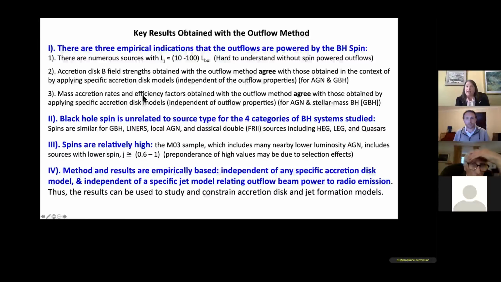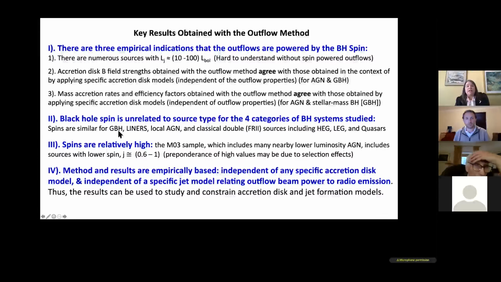In addition, the mass accretion rates and efficiency factors obtained with the outflow method agree with those obtained by applying a specific accretion disk model, as was done by Raimondo et al. and Zhang et al., where there's no input at all that's related to the outflow properties. So the fact that these agree suggests that the values obtained with the outflow method are reliable.